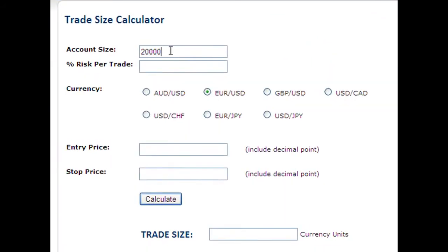So we've got a $20,000 account, 3% risk per trade, currency is GBP US dollar, entry is 1.9781. Now remember, you should always include the decimal points as indicated here on the trade size calculator. The stop is 1.9689, and when I hit calculate, we get 65,217 currency units.